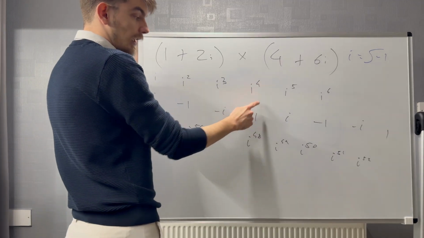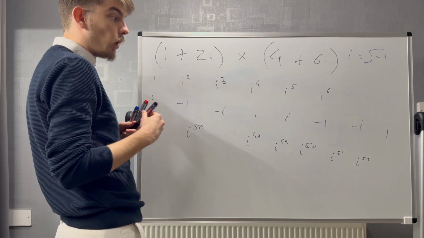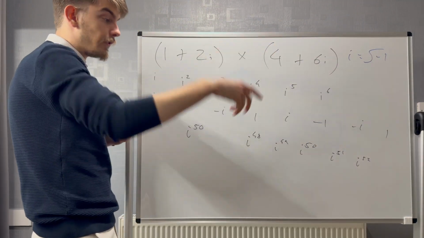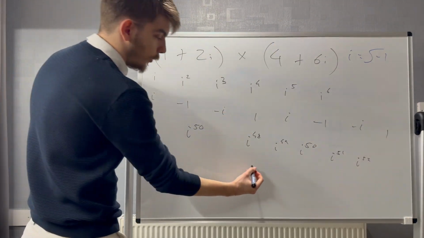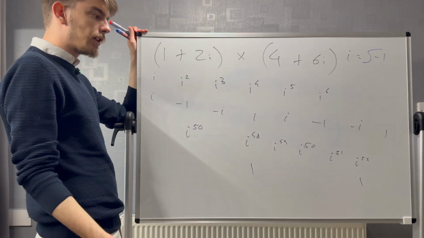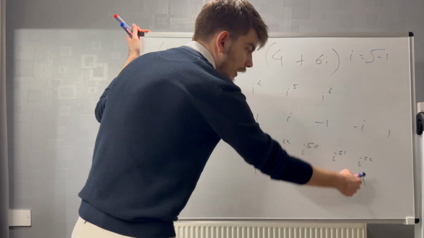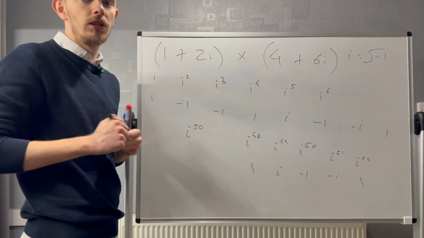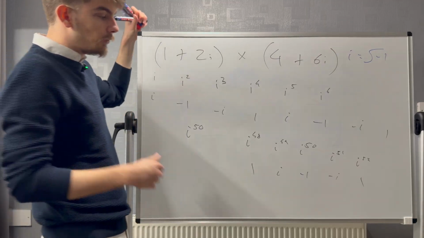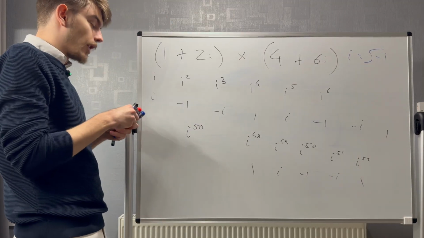My first i to the 4 is 1, so every i to the 4 is 1. So i to the 4, i to the 8, i to the 12, i to the 48 are all equal to 1. i to the 52 is also going to be equal to 1. And then we can fill in the rest. i, minus 1, minus i, 1. This is how I work with sequences with periods. So I can then say that i to the 50 is minus 1 without having to calculate anything myself.